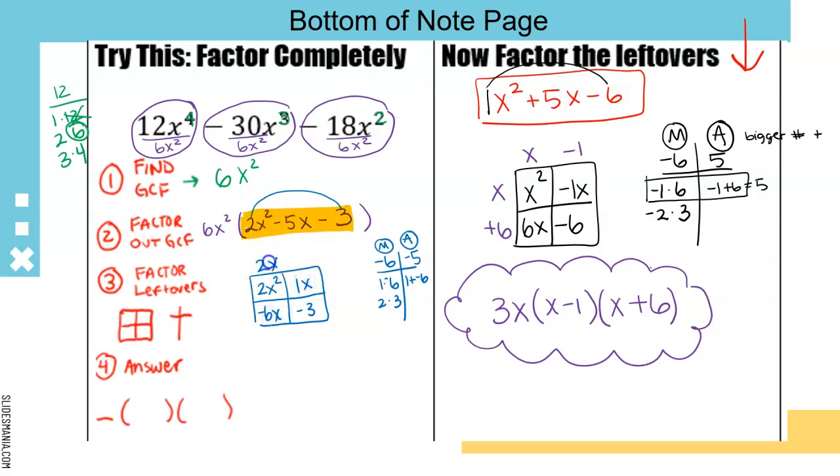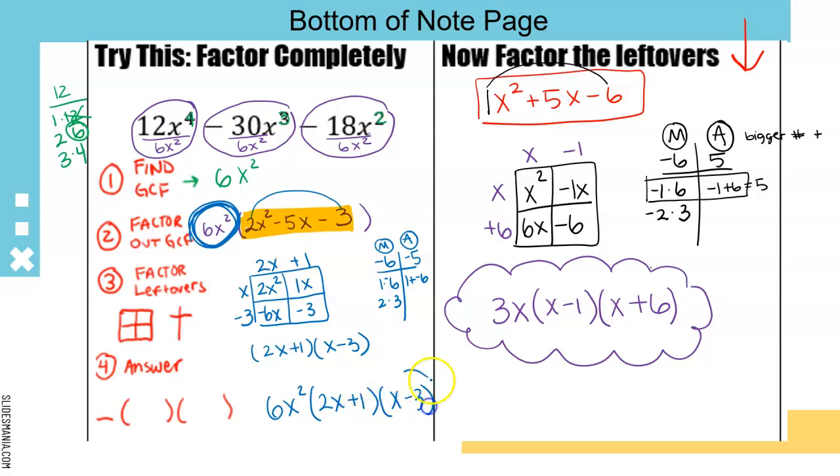I'm going to work on getting outside of the box. Going a little fast here because we've done a lot of these. And my factored form for just the box would be this. But we need to remember that way back in the beginning of the problem, we factored out that GCF of 6x squared. So my final answer is 6x squared times 2x plus 1 and x minus 3.